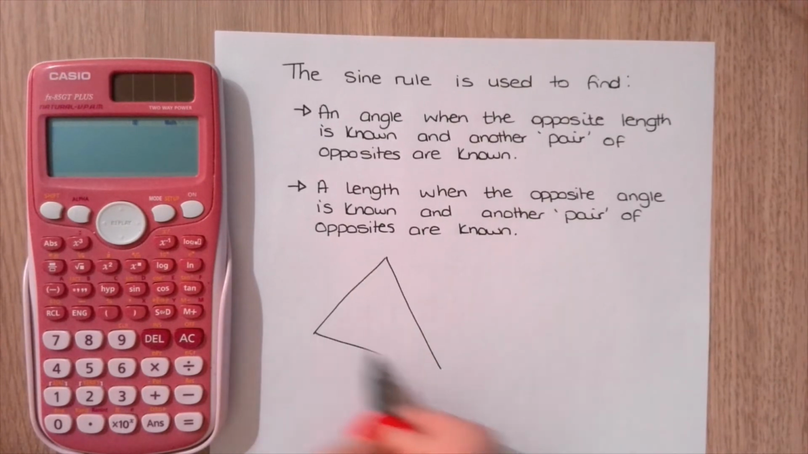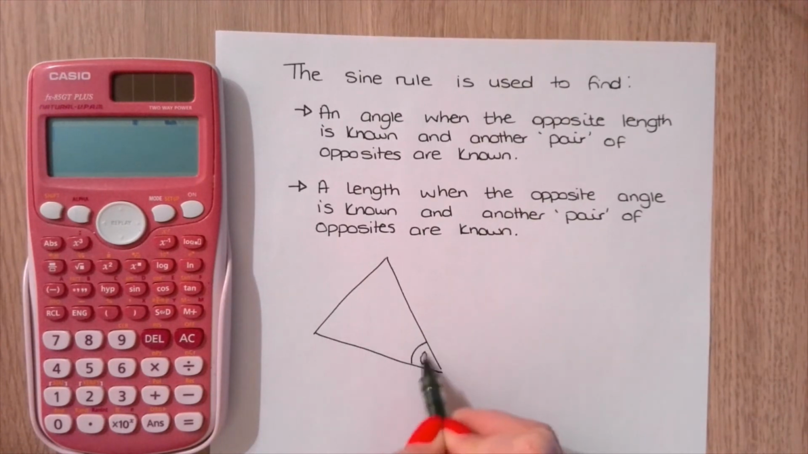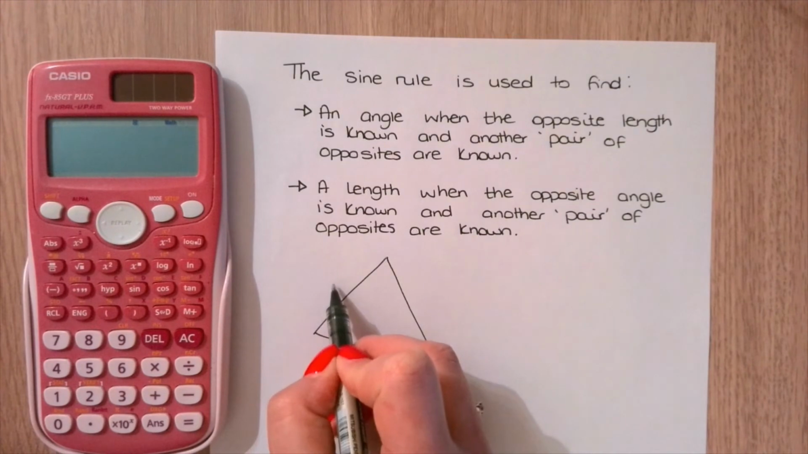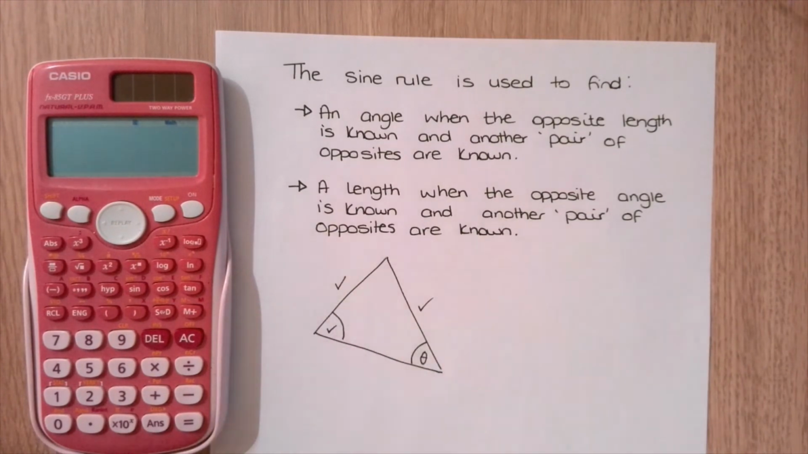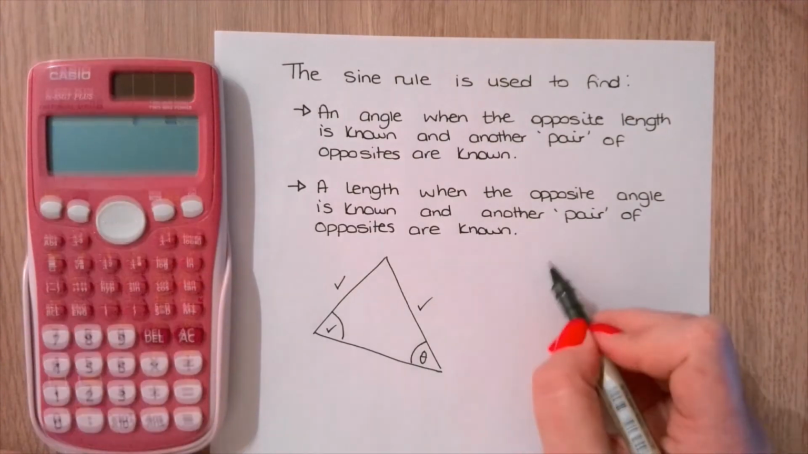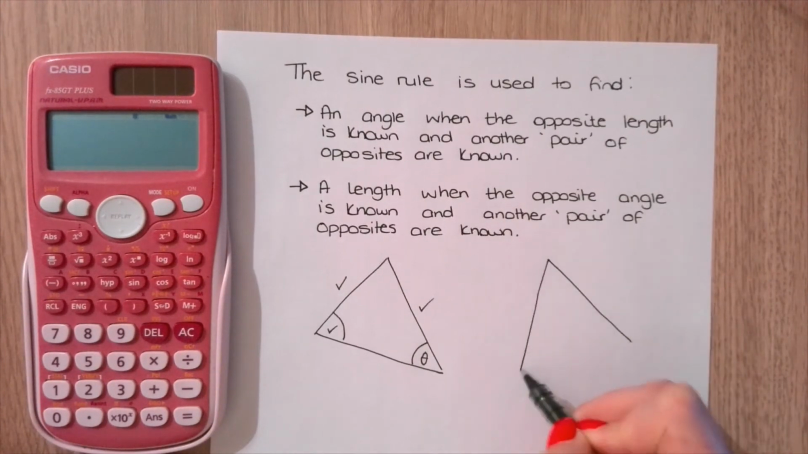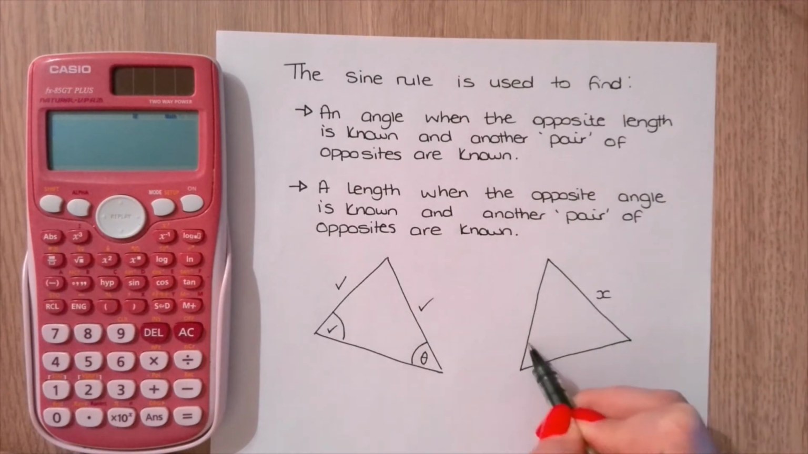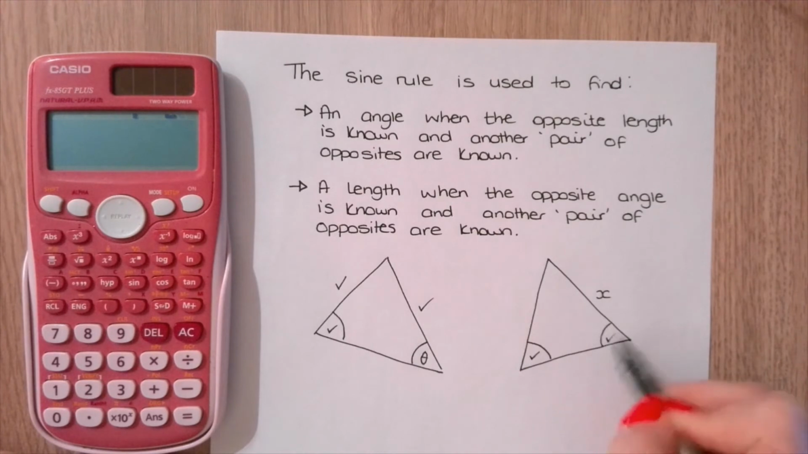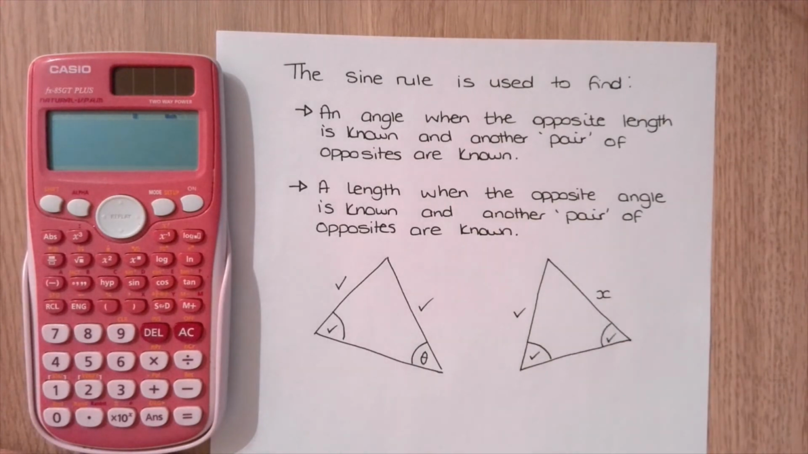So just to show you, if I'm looking for this angle and I know this length, I need to also know another pair of opposites. Or to find a length, if I'm looking for this length, I need to know this angle and another pair of opposites.